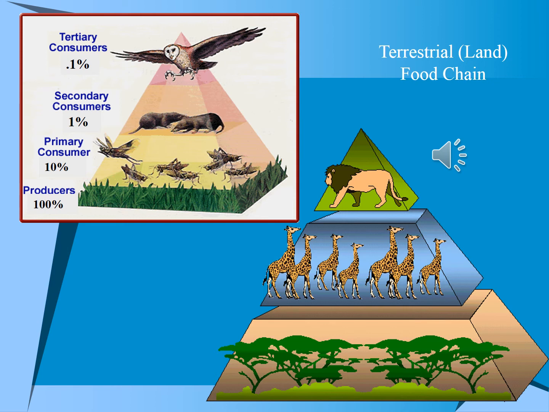So the higher up you go up the food chain, the less energy you get. That's why you get more energy when you eat things like salad or leaves and so on and so forth. The bottom one is just a savanna type food chain with trees, giraffes, and then the lion.